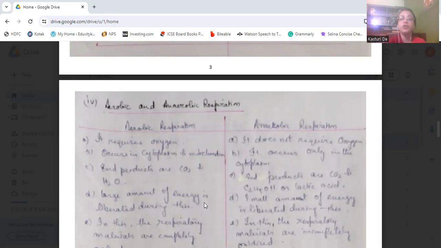Then we come to aerobic and anaerobic respiration. Aerobic respiration requires oxygen, whereas anaerobic respiration does not require oxygen. Aerobic respiration occurs in the cytoplasm and mitochondria, but mainly in the mitochondria. And anaerobic respiration occurs in the cytoplasm. Then in aerobic respiration, the end products are carbon dioxide and water, whereas in anaerobic respiration, the end products are carbon dioxide and ethyl alcohol or lactic acid.